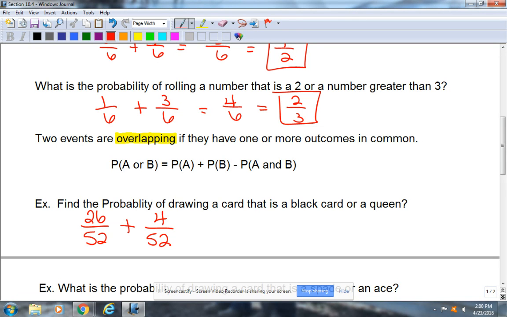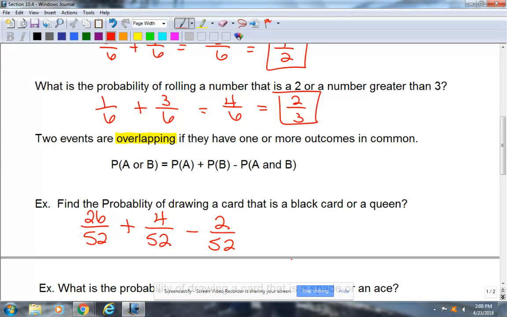So I need to subtract those away. So how many black queens are in a deck? No, how many black queens? 2. There's 2 red queens, 2 black queens, right? So I subtract 2 out of 52. Does that make sense? So anything that's in both categories, you have to subtract off their probability.